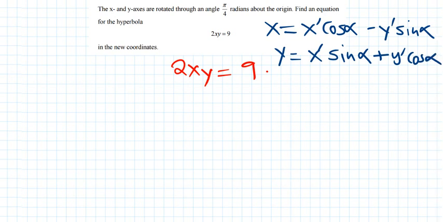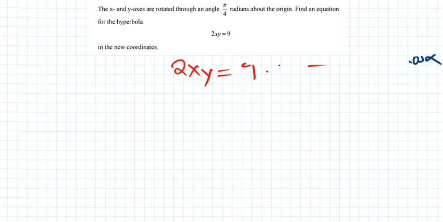If you can remember one, you can easily remember the other one. X prime cosine alpha minus y prime sine alpha. This will be maintained, and then the other will be the opposite, including the signs. So let's do a simple exercise and try to remember the formula. Don't look at what you've written.